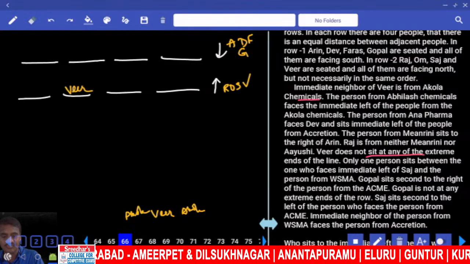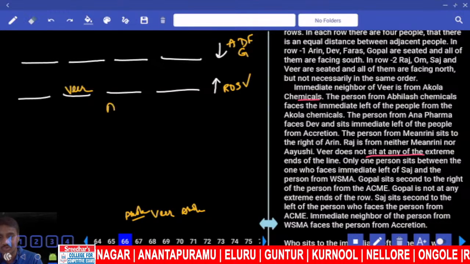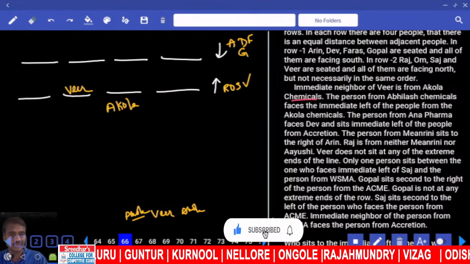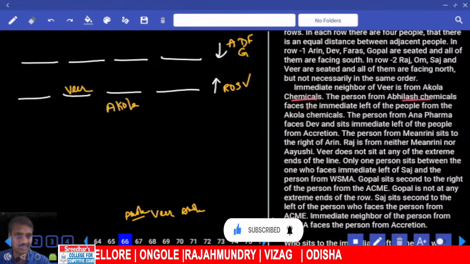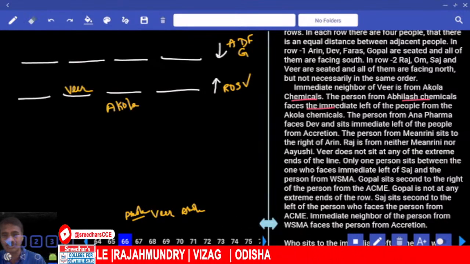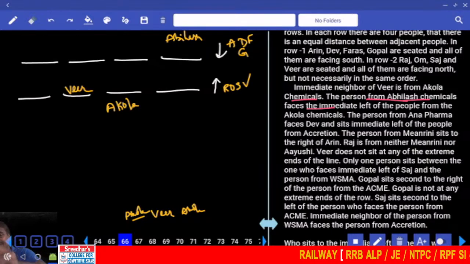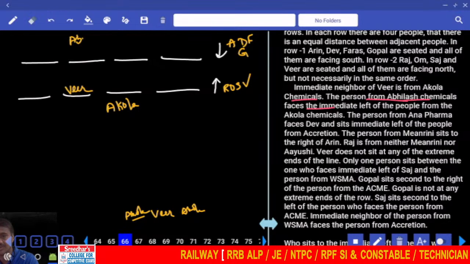One possibility: if V is here, then Akola cannot be at the left extreme. Then where should this Akola be? Akola must be here. The immediate neighbor of Veer is from Akola. And the person from Ibps Chemicals faces immediate left of the one from Akola. Immediate left of Akola, who is that one? Veer. Then Veer is facing Ibps. Clear?